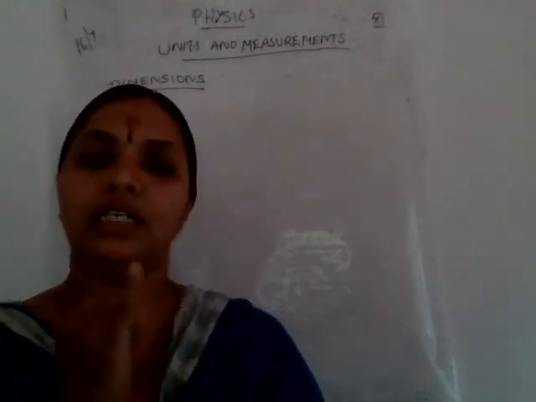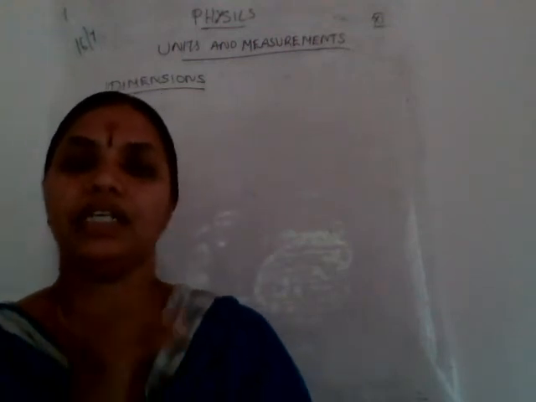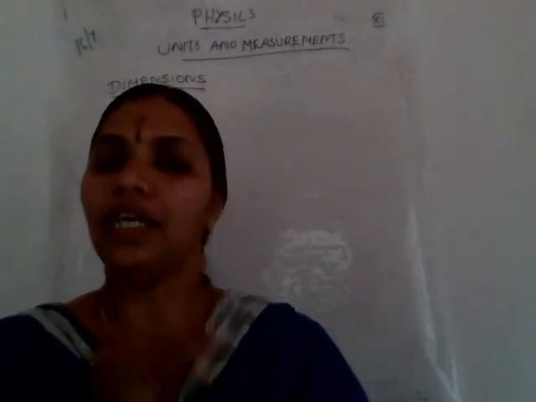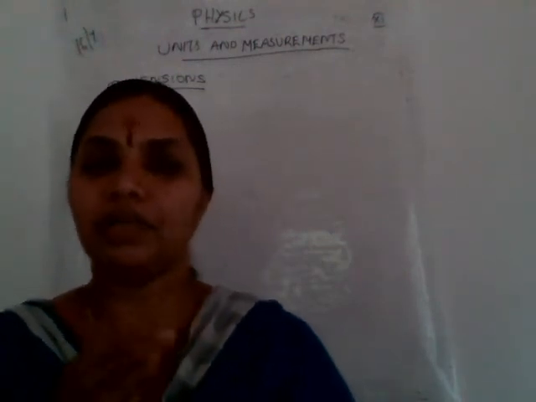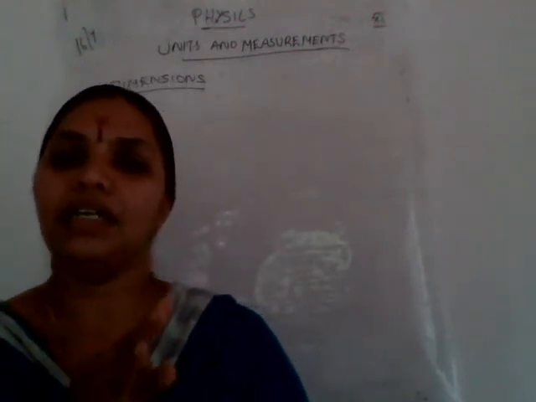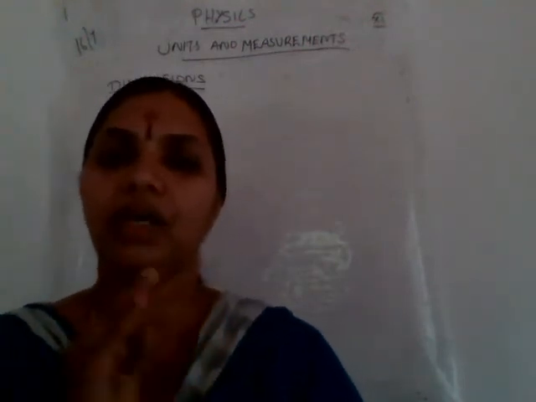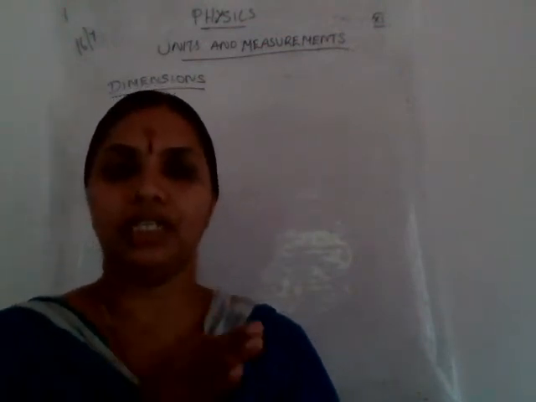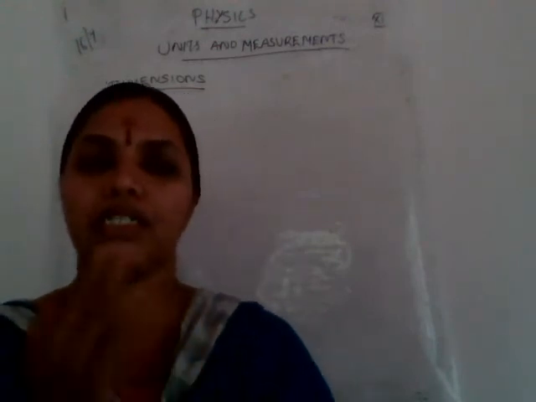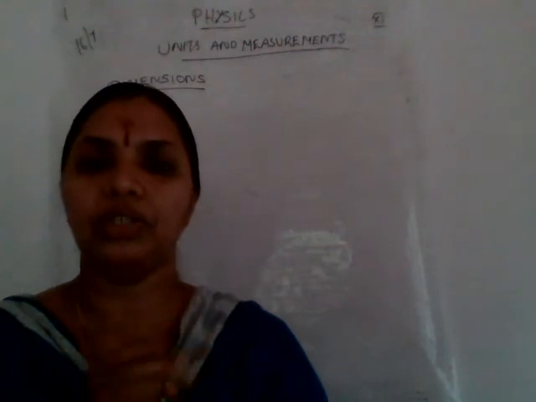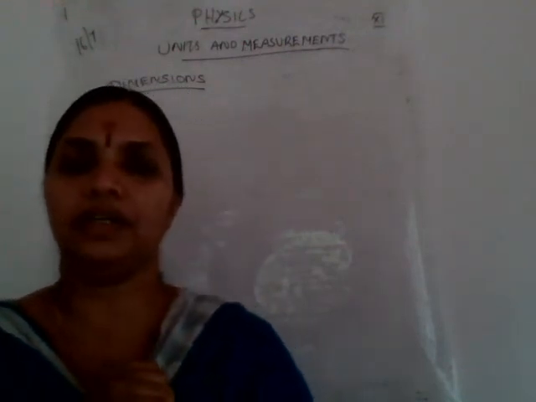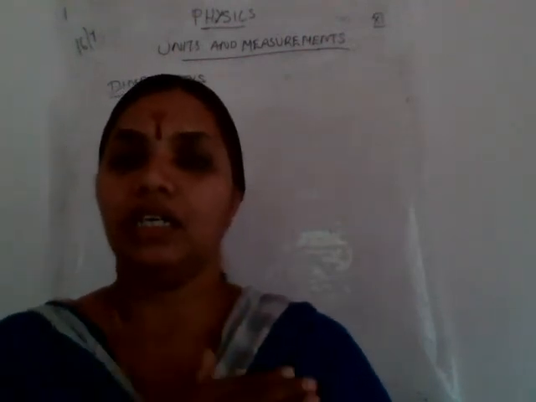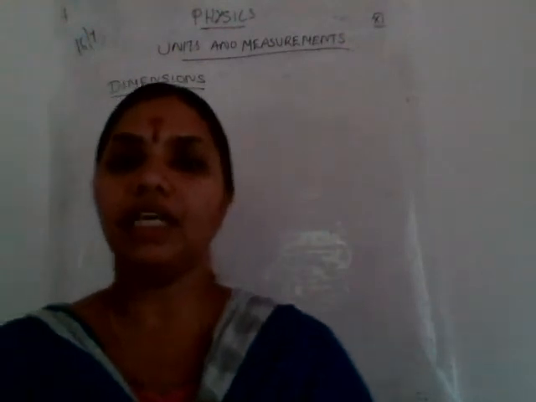What are they? We can check the correctness of the given relation. We can derive the physical relation, the equation for the physical quantity, if you know the variables it depends on. Then we can convert a physical quantity from one system of unit to another. Okay, this last one you don't need to study, that is conversion of physical quantity from one system of unit to another. It is not required for you. So the other two you have to study. First we will discuss how we can check the correctness of a given physical relation.